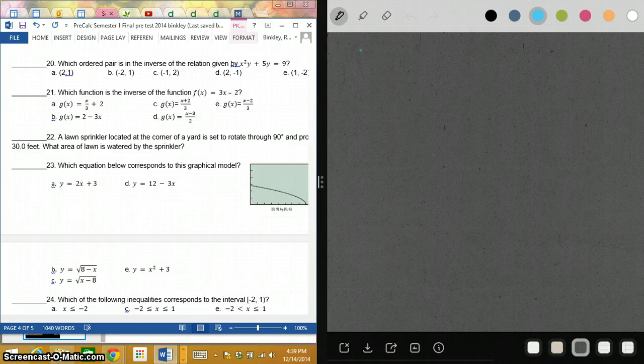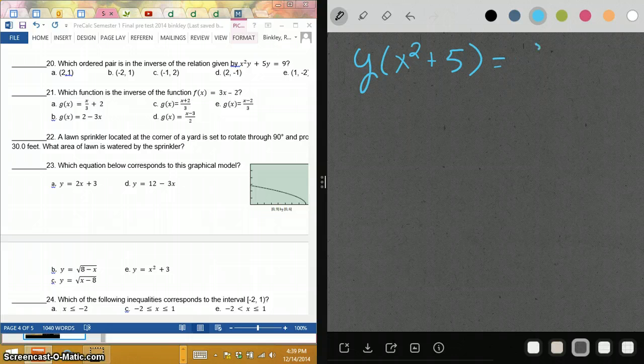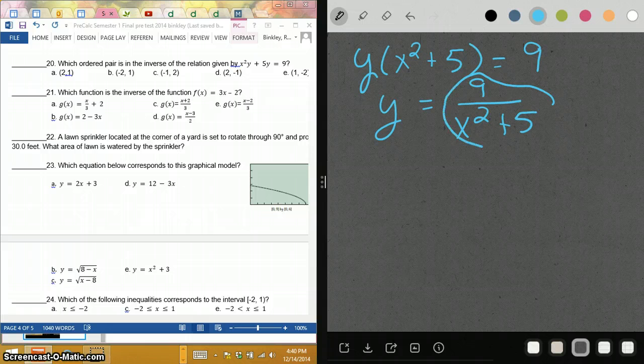So what I did was I factored out a y from x squared y plus 5y, so that left y times x squared plus 5 equals 9, and then I just divided 9 by x squared plus 5. Now the reason I did this is because I can graph this and I can get a table.